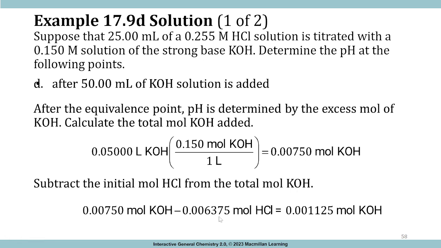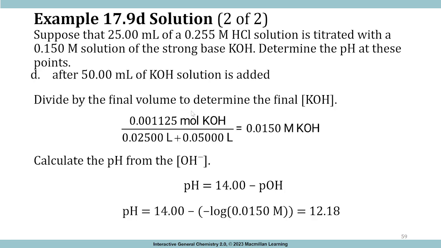We're going to subtract the initial moles of HCl from the total moles of KOH. Again, big number minus small number, right? Because we're going to end up with excess of this. Okay. If you go the reverse direction, you get a negative number. Do you know what you do? You go, whoops. And then you get rid of the negative, and you write KOH instead. Okay? There you go. Okay, so we end up with 0.001125 moles of KOH.